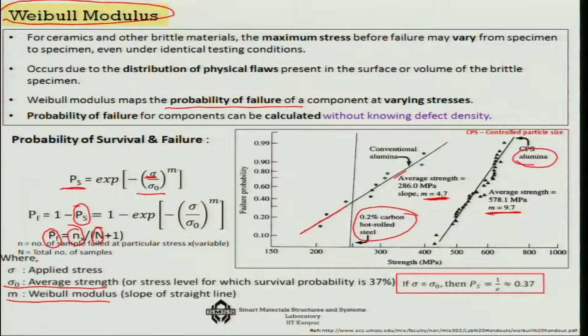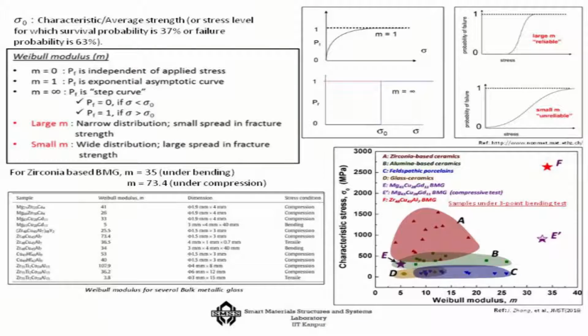To do that, we have to keep track of how this Weibull modulus changes as I introduce various reinforcements, composites, etc., or change parameters like the porosity, making it more uniform, and increase the value of the Weibull modulus. You can see it here, for example, that this is the Weibull modulus m equals 1. So, m equals 0, Pf is independent of applied stress; m equals 1, Pf is an exponential asymptotic curve; m equals infinity, Pf is the step curve.